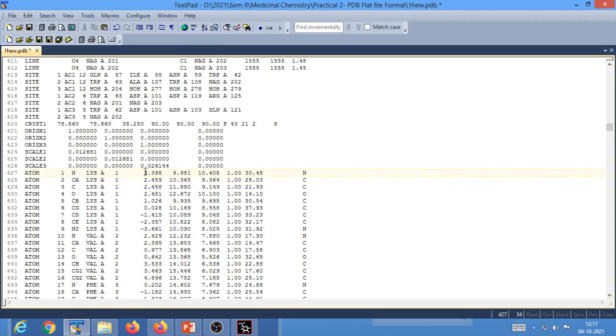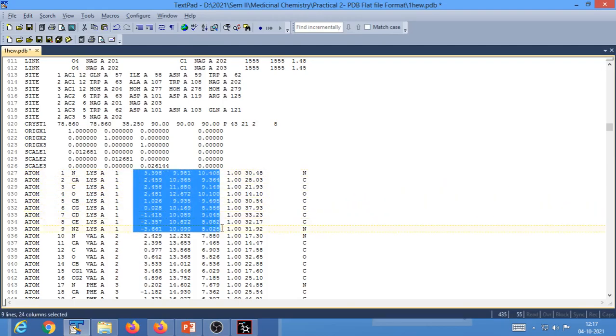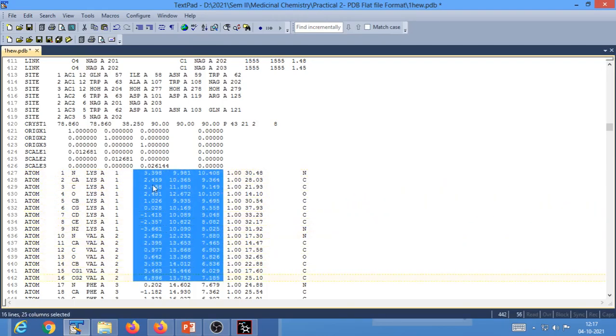Okay, so these 3 lines, or you can say these 3 columns, correspond to the x coordinate, y coordinate, and z coordinate of your protein molecule. The protein structural information begins with the lines that have the keyword ATOM and ends with the line that has the keyword TER, or termination line. So this is the take home message.